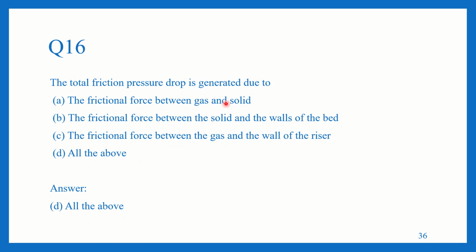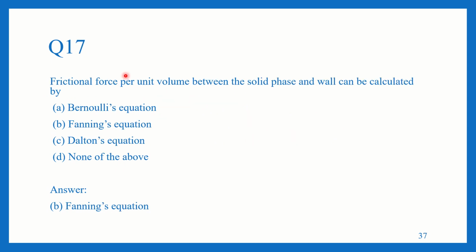That is frictional force between gas and solid, frictional force between the solid and the walls of the bed, and frictional force between the gas and the walls of the riser. Now we'll go to question 17. In question 17, it is given that frictional force per unit volume between the solid phase and the wall can be calculated by Bernoulli's equation, Fanning's equation, Dalton's equation, none of the above. Bernoulli's equation we used to calculate the total pressure drop inside the fluidized bed or inside any system for that matter, and friction factor is calculated by using Fanning. I hope you all remember ff, that is Fanning friction factor. The friction factor, that is ff, it is calculated by using the Fanning's equation. So answer to question 17 is option B, that is Fanning's equation.